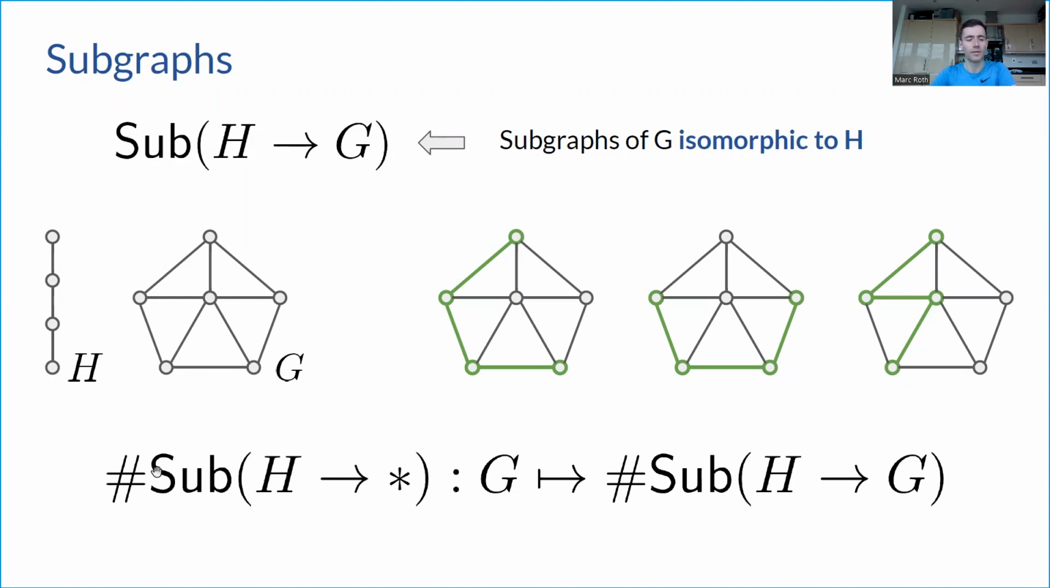So I will add this sharp here and substitute G by the star for the function that expects as input a graph G and then outputs the cardinality of this set. That is the number of copies of H in G.